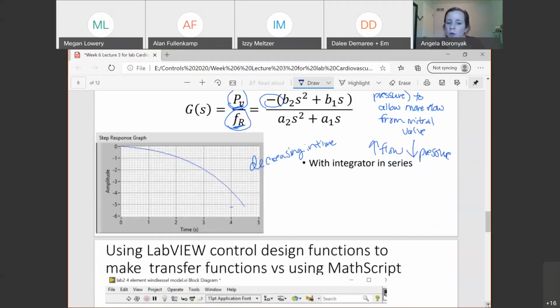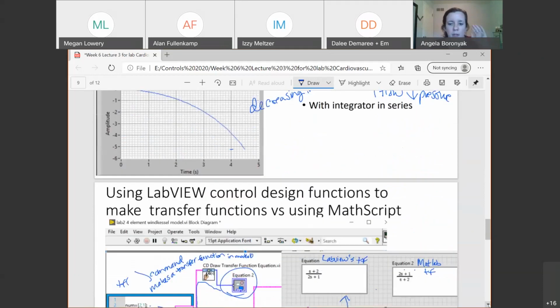Okay, we are going to be using LabVIEW to model these, and I think the rest of this I'll just talk about actually in LabVIEW, how to do that. So if you want to follow along with me in LabVIEW, you are welcome to do so.